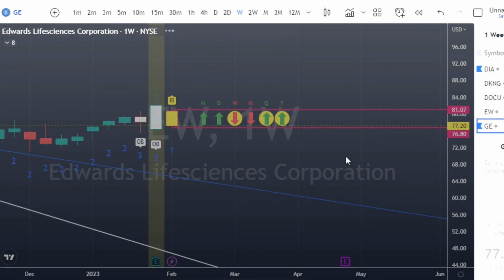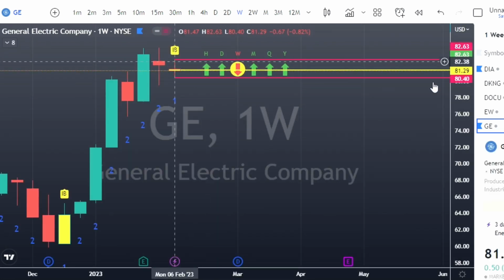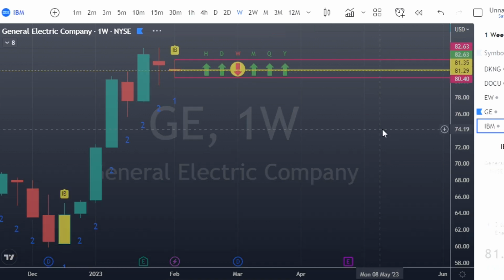GE, General Electric, also with the inside bar. So again, you know how to play these. Triggers marked out for you guys. 82.63 calls, $80.40 on the puts.